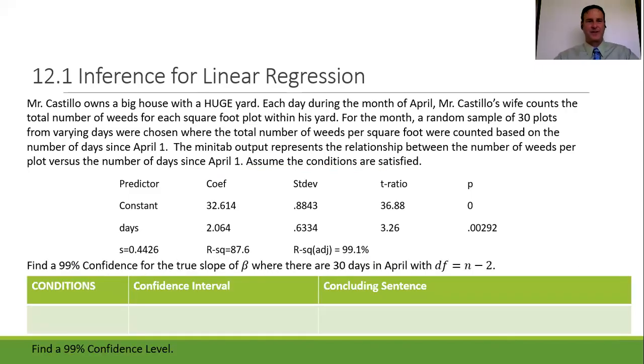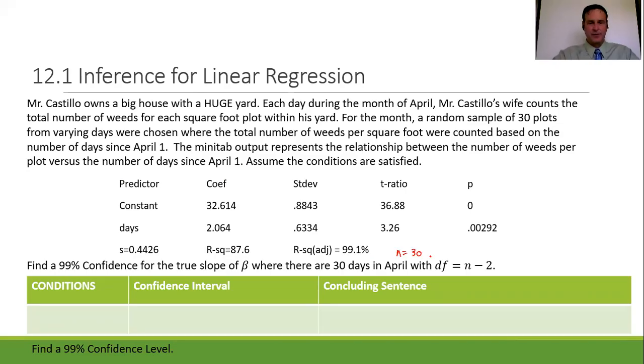All right, next question. New one to us says find a 99% confidence interval for the true slope of B, where there are 30 days in April. Sorry, that doesn't hold too much significance, with a degrees of freedom of n minus 2. So there are 30 days. The big thing is that our n is 30.